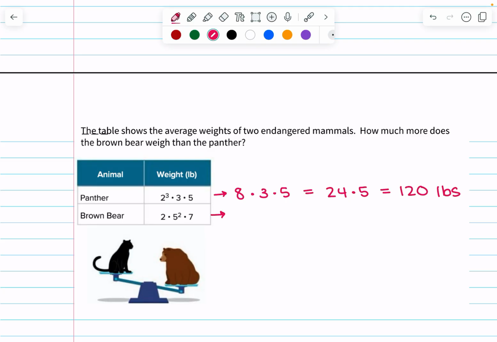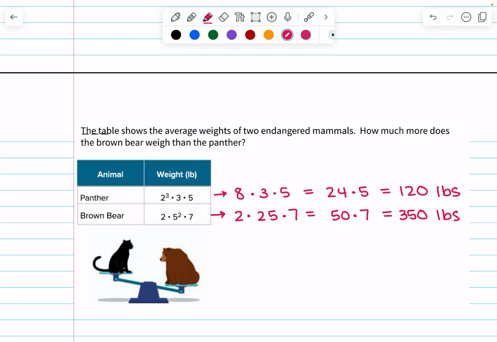The brown bear, 2 times 5 squared is 25, times 7. 2 times 25 is 50, times 7. 7 times 5 is 35, and then add the 0, so 350 pounds.